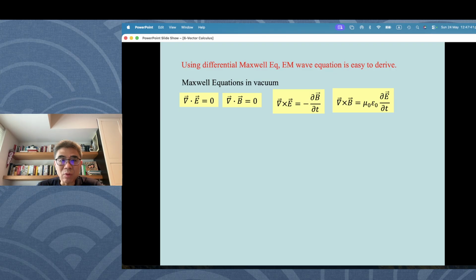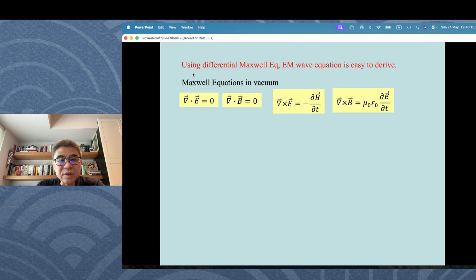Now we would like to use the differential Maxwell equations to derive the electromagnetic wave equation. It is easy, only one page, maybe two, because we need to derive a formula that we will use in this derivation. So maybe two pages, and then we can get the wave equation. That's the power of the differential Maxwell equations. It's easy to calculate and easy to derive further results.